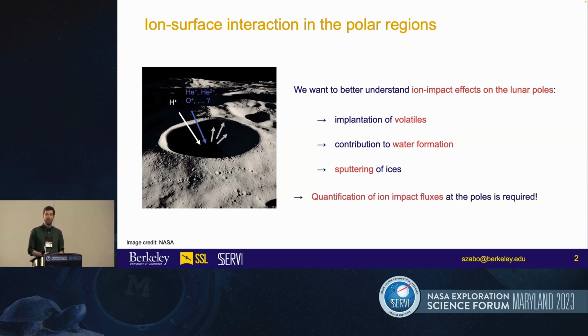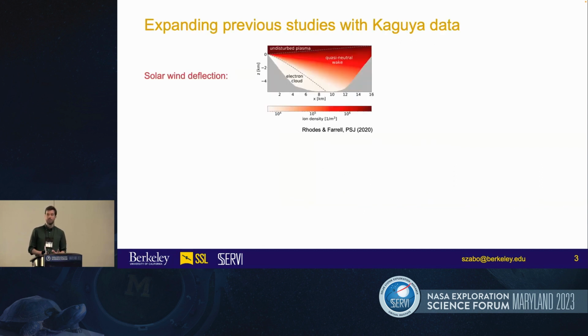And to better understand all these effects, we need a quantification of the ion fluxes that are actually able to impact the poles, and specifically permanently shadowed regions inside of larger craters. Now, there have been several studies for this. I show an example here of a numerical study by Rhodes and Farrell a couple years ago that showed how a parallel flowing solar wind can reach craters by electric fields that are generated due to a bigger mobility of the electrons.